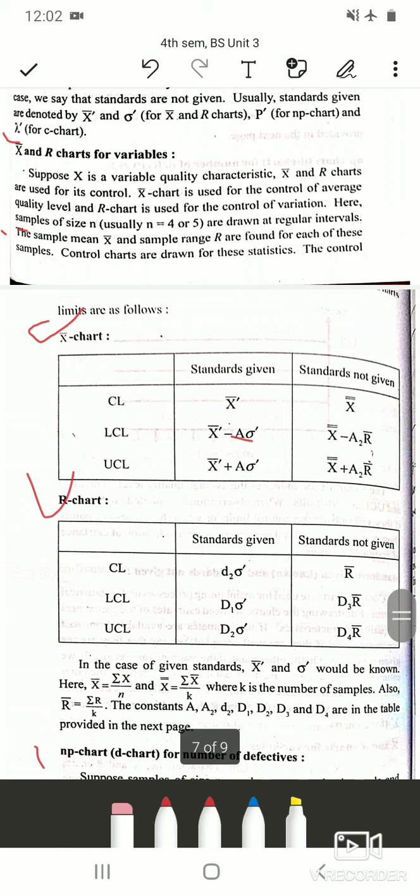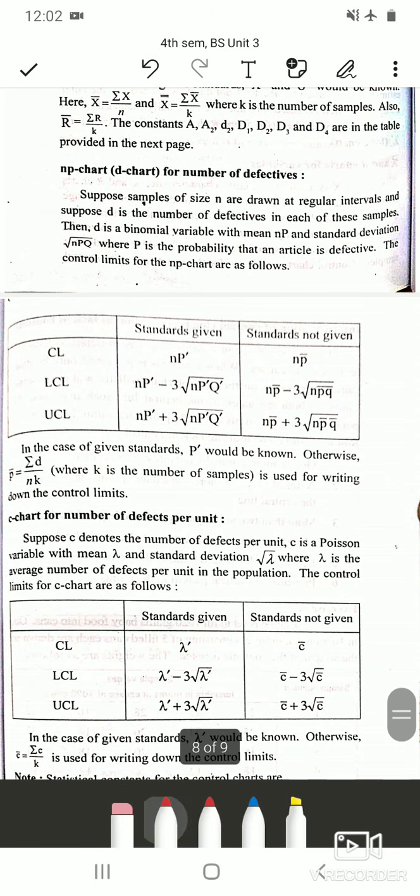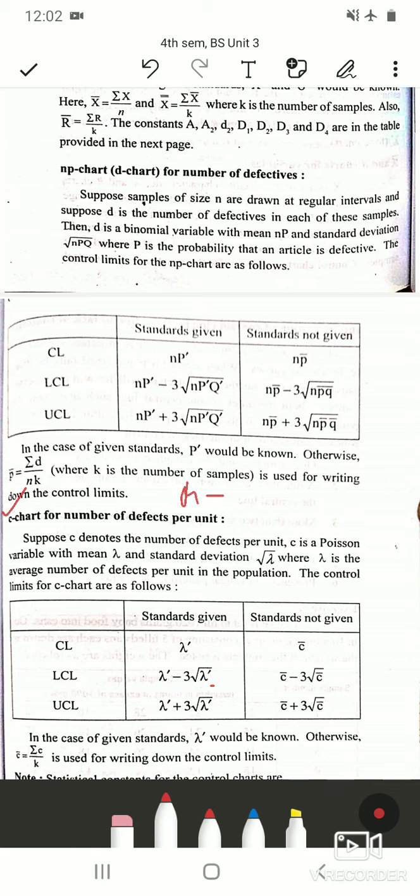So I want you to remember these 4 tables: one for the X bar chart, R chart, NP chart and C chart. For the C chart, the variable C follows the Poisson distribution, hence you take mu minus 3 sigma for the lower control limit, mu plus 3 sigma for the upper control limit, and mu as the central line.